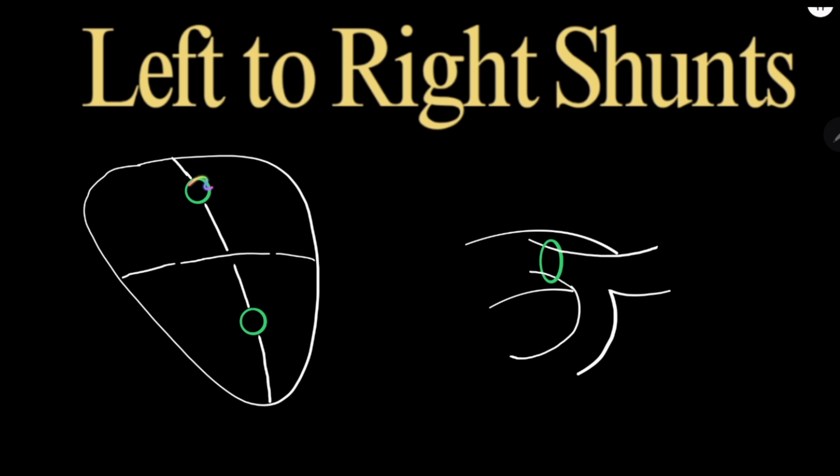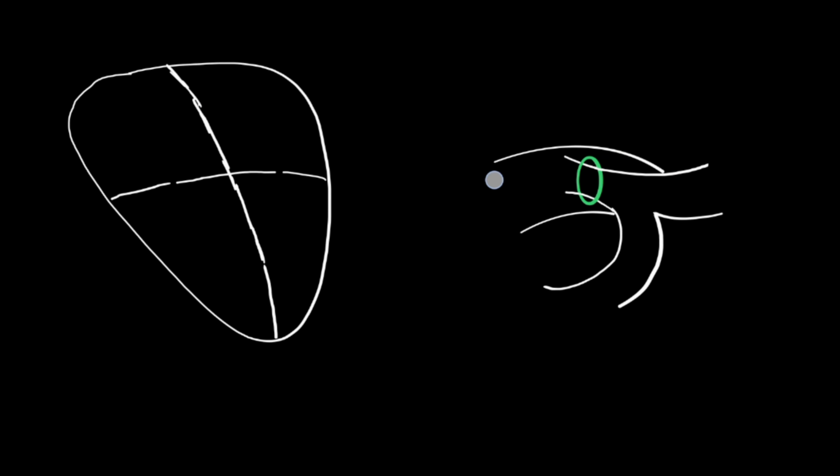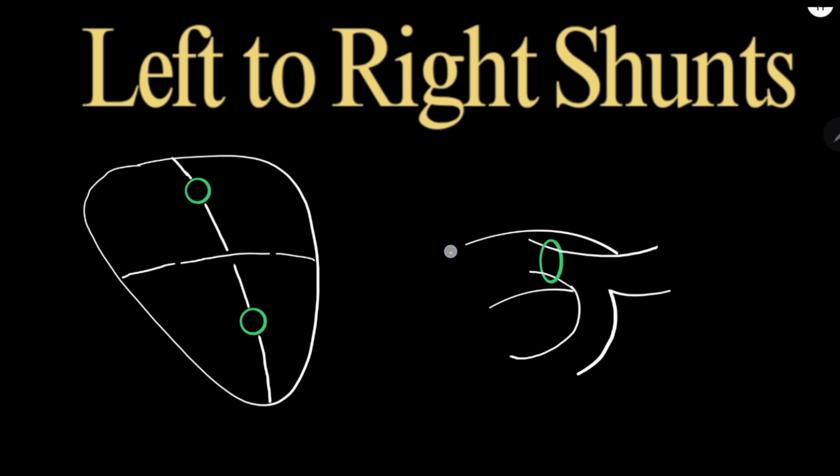ASD is nothing but an opening in the atria of the two sides, VSD is an opening in the ventricles of the two sides, and PDA is the open ductus arteriosus after birth. We talked about the right to left shunt in ductus arteriosus, which was before birth and completely physiological. But if after birth the ductus arteriosus doesn't close, we call it patent ductus arteriosus. Patent meaning open. So in that case, we have a left to right shunt. I hope this point is crystal clear for you guys.